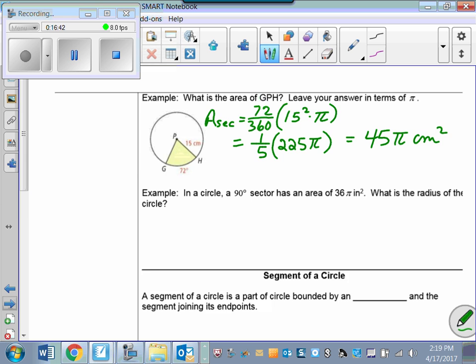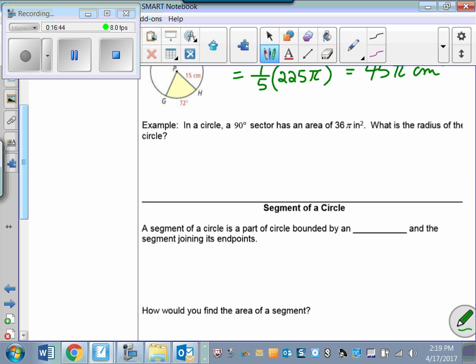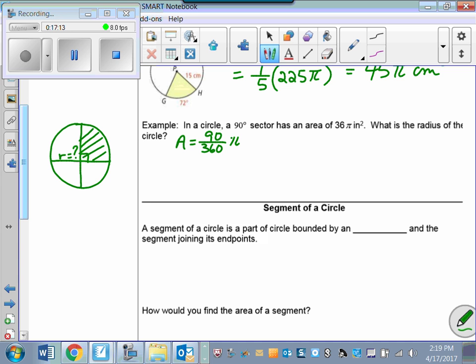Okay, here's another type of question you might have. It says in a circle, a 90-degree sector, I know that's a fourth, right? 90-degree sector has an area of 36 pi square inches. What is the radius? So that's what we're trying to find this time. So we're still going to use this formula that says the area is going to be 90 over 360 times pi r squared times the total area.